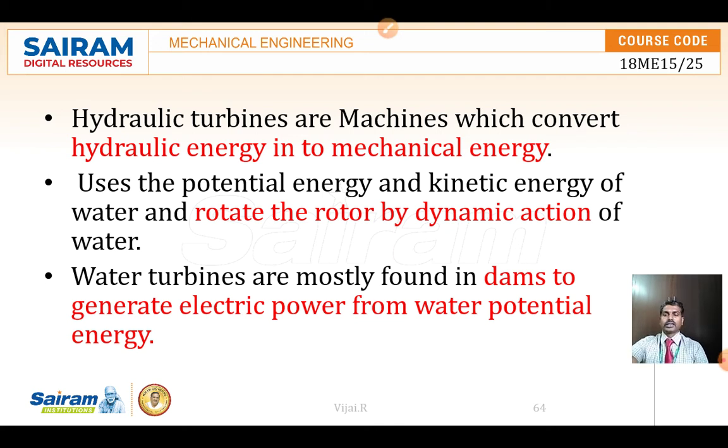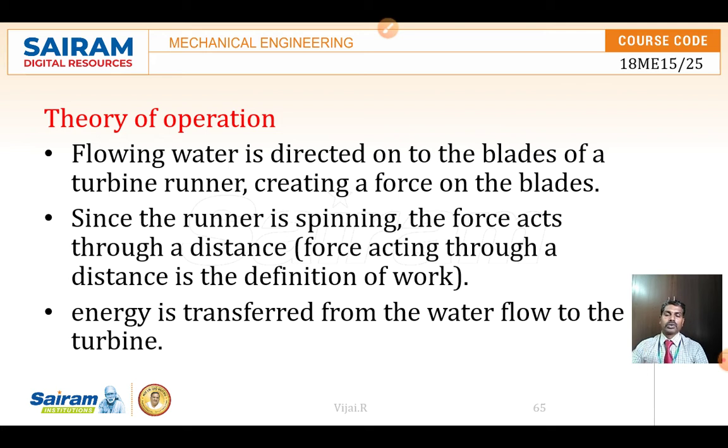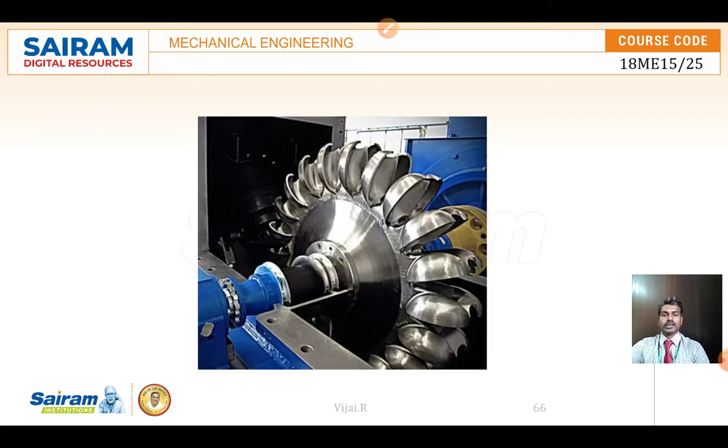Here we are going to see how the turbines are classified and what the principle of operation is. The flowing water is directed from the dams through the pipes to hit the blades of the turbine runner. It creates rotation by getting force from the water. The runner spins and the force acts through a distance, so energy is transferred from the water flow to the rotation of the turbine. This is how the turbine blades are rotated.